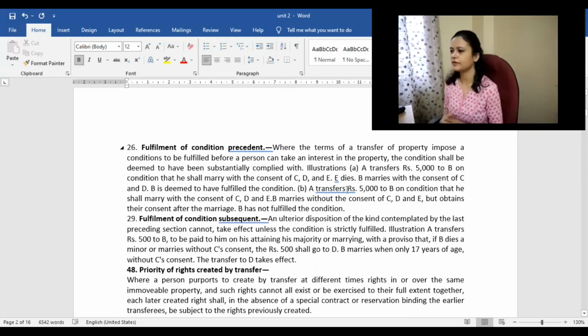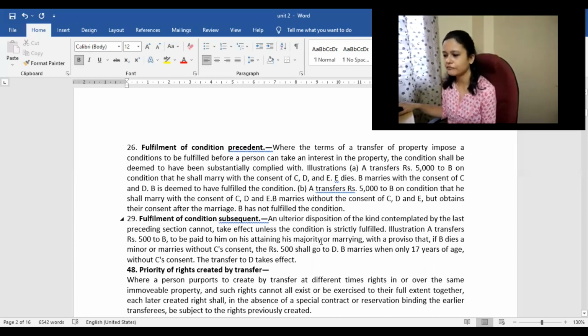Okay, so before getting the property, in a condition precedent, he needs to fulfill the condition. But in case of a condition subsequent, it is an ulterior disposition of the kind contemplated. It may be that I am transferring the property to you now, but you have maybe 1 year, 2 years, or 5 years to fulfill this condition. If you do not, then the property would revert back or go to someone else.